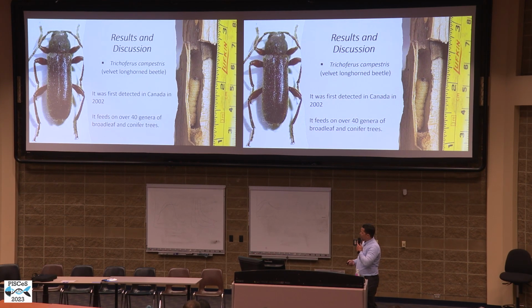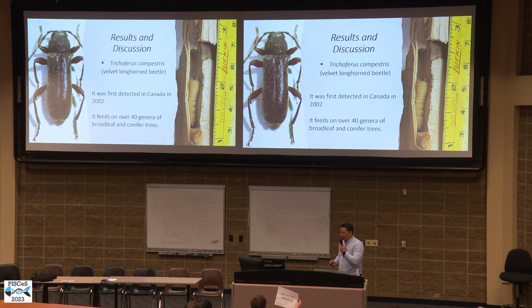The velvet longhorn beetle, first detected in Canada in 2002, is another wood-boring beetle. It feeds on over 40 genera of broadleaf and conifer trees, also with a significant impact on biodiversity and economy.